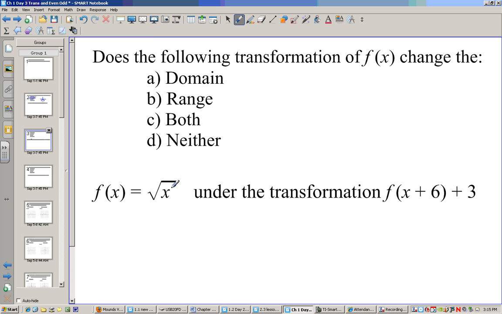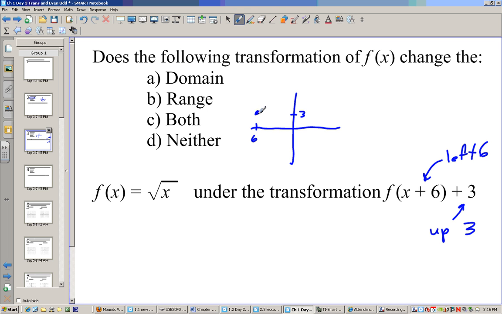Now if we take this function, square root of x, this would move it to the left 6, and this would move it up 3. So if I go to the left 6, up 3, and now I make the graph. Let's see how that domain and range match the original. So this is f of x. This is our new function, f of x plus 6 plus 3. Now the domain changes because instead of going from 0 to infinity, it goes from negative 6 to infinity. And the range changes because instead of going from 0 to infinity, it's going 3 to infinity. So that is both.